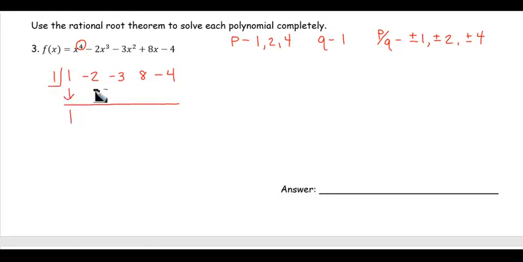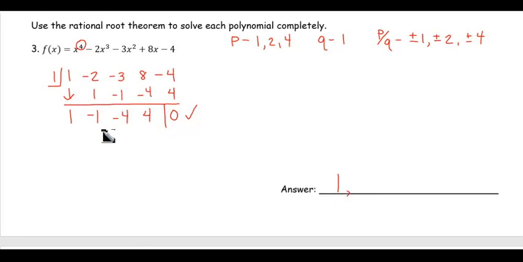Multiply, 1 times 1 is 1. Add these two terms together and I get negative 1. 1 times negative 1 is negative 1. Add these and I get negative 4. 1 times negative 4 is negative 4. Add and I get positive 4. 1 times positive 4 is positive 4. And when I add these, I get 0. So we got lucky. The very first one we tried is actually a root, a solution. So I'm going to write it down. My first answer is 1.